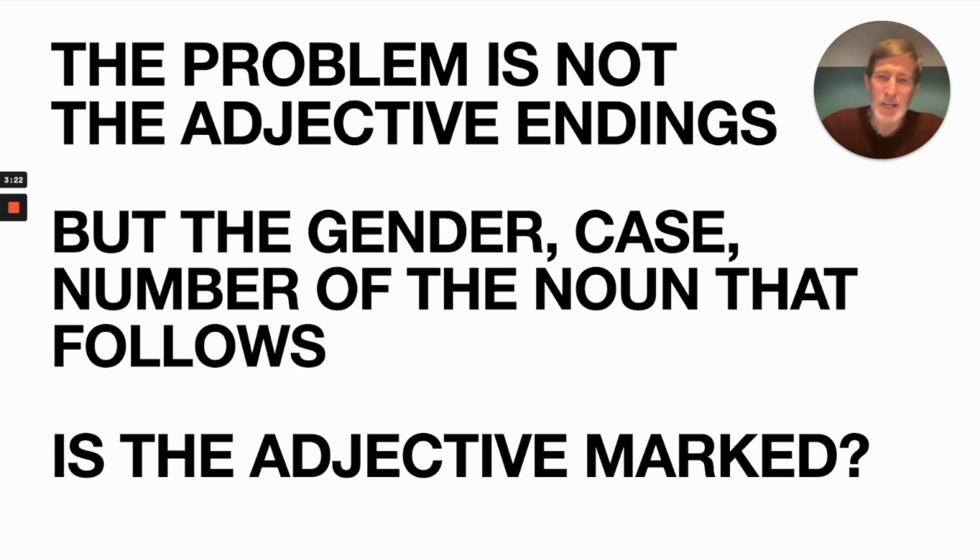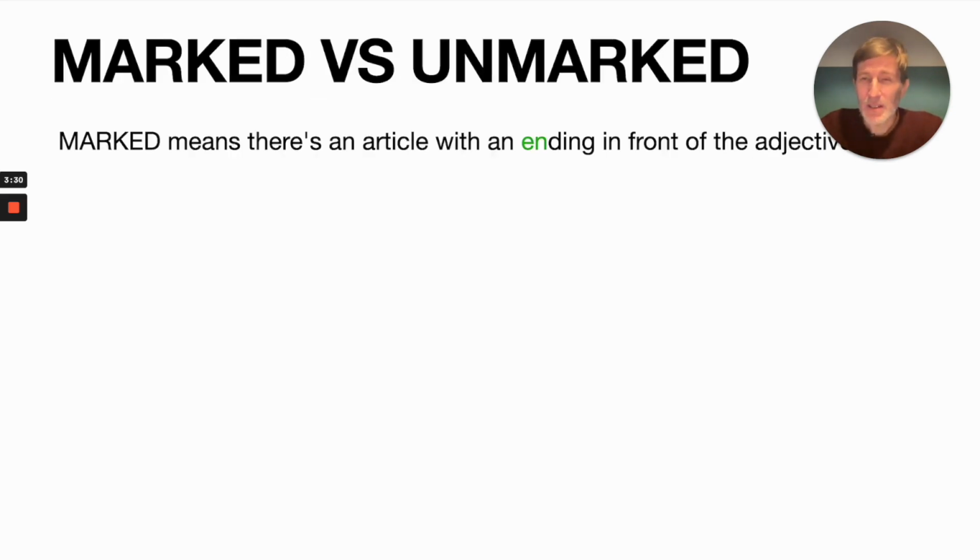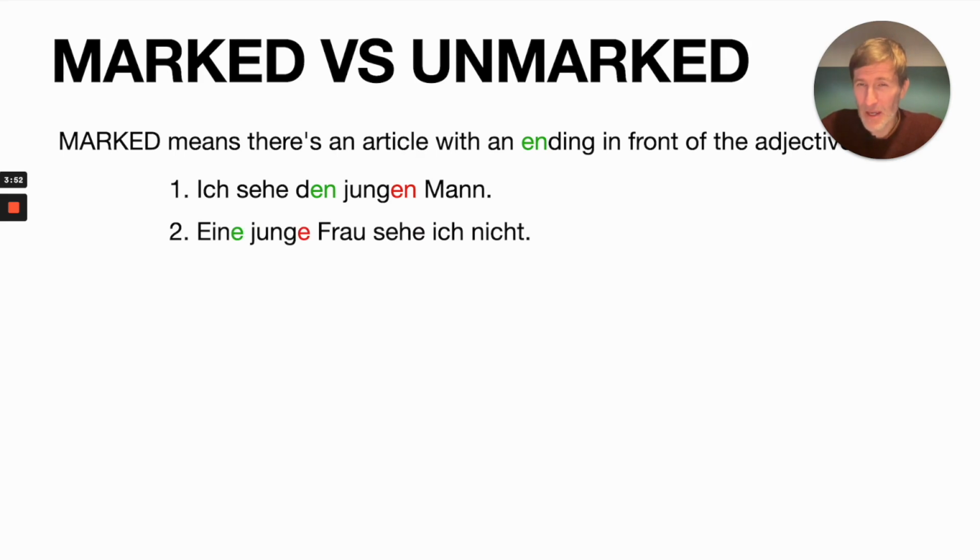The first thing you have to ask yourself to deal with this is whether the adjective is marked. And what does that mean? Well, it basically means, as you can see in this example, there is an article in front of the adjective jung, and that article has an ending. So jung is marked by den, so we have a clear marked adjective here. Another example, eine is an article and it has an ending, which is the e. Therefore, we have a marked case again.